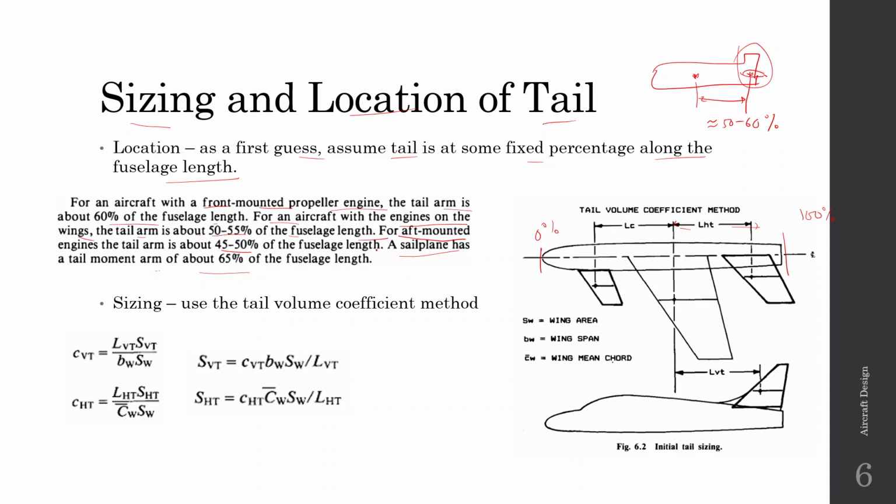Next, we have to size the tail. So what is going to be the size of the tail? For this purpose, we can use the tail volume coefficient method. As I said, these non-dimensionalized and normalized values are kind of constant between different classes of aircraft.